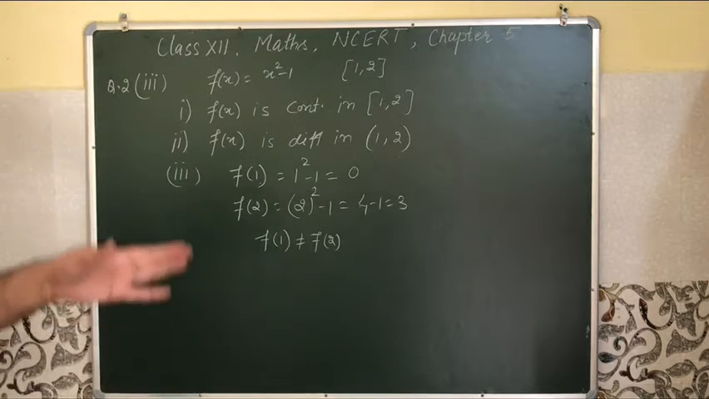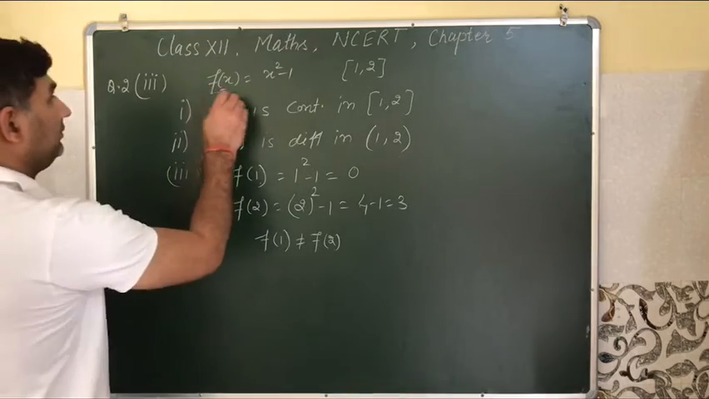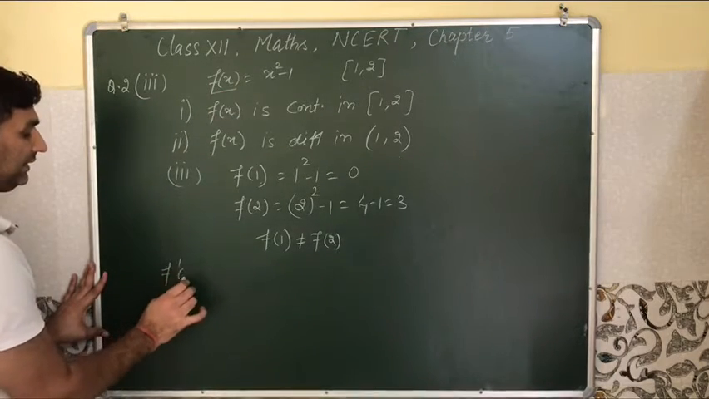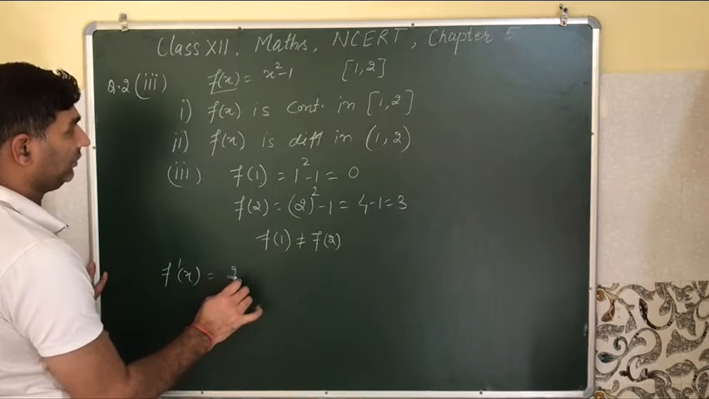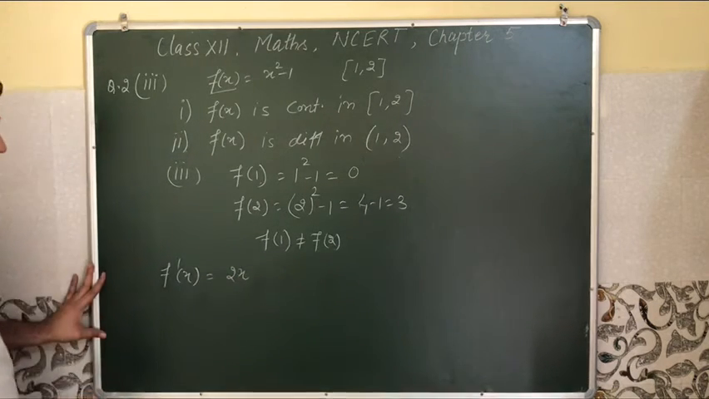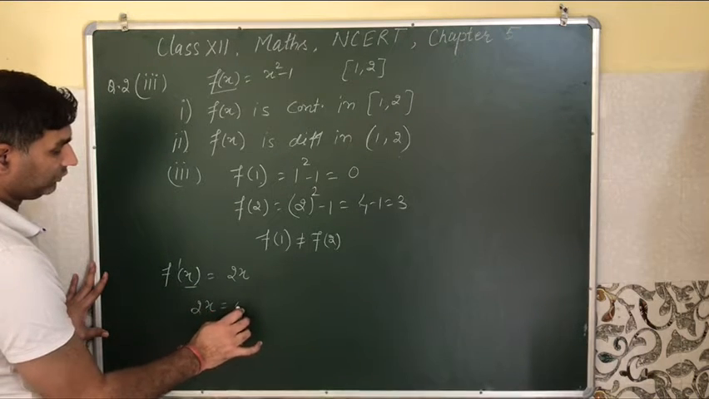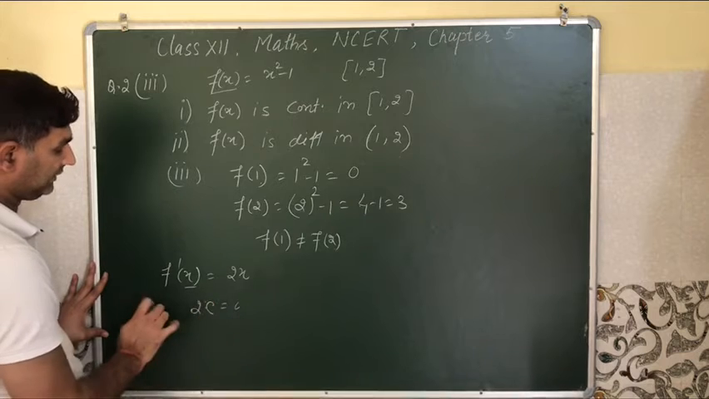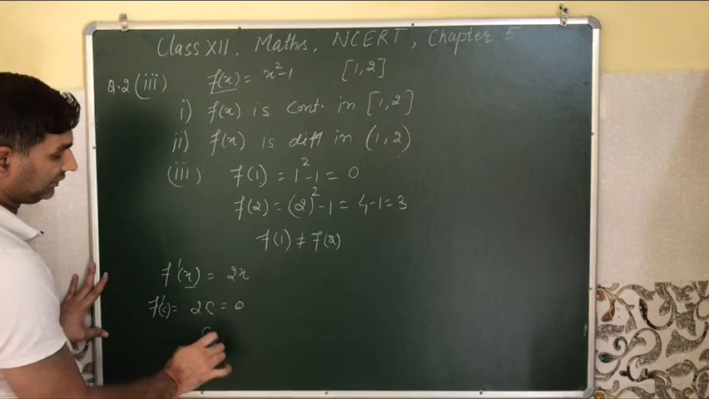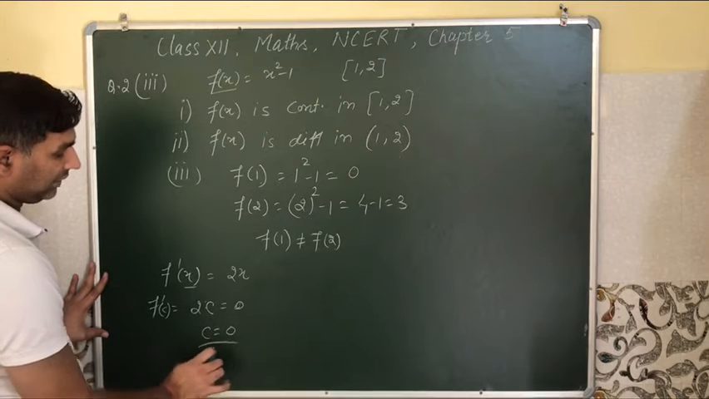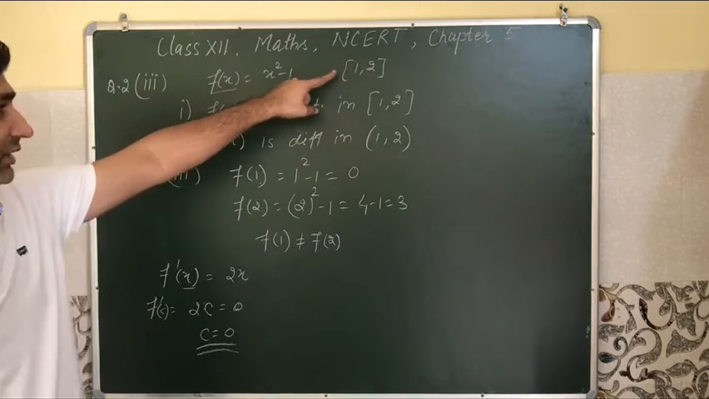And then what can you say about this? Then f dash c, find f dash c, find f dash x. f dash x is equal to 2x, and this 2x is equal to 2c is equal to 0, that means f dash c is equal to 0, then c is equal to 0. That means the point 0 lies between this, does it lie between this?